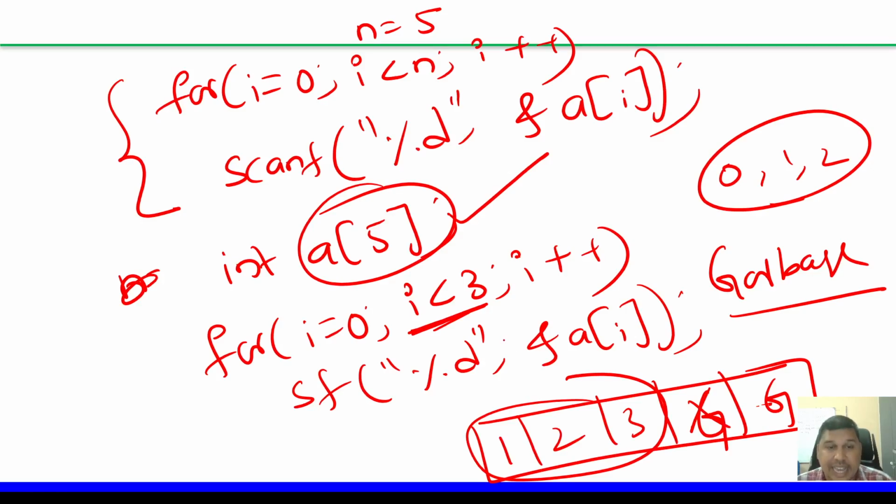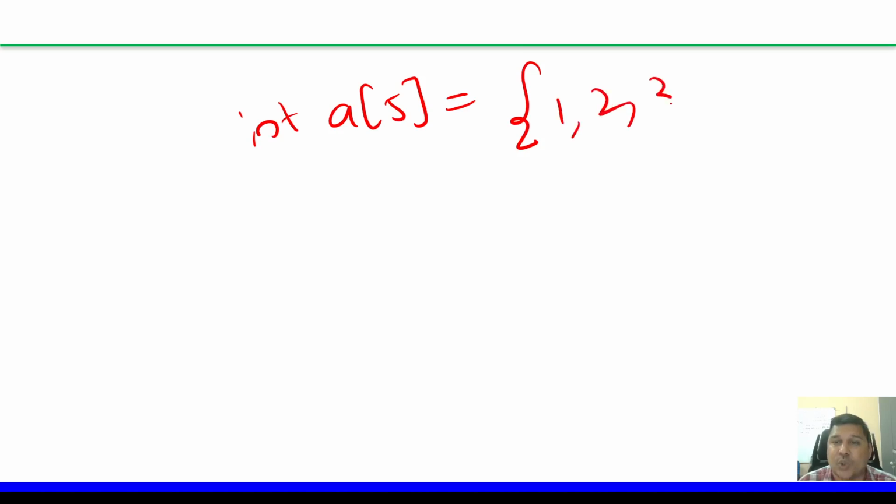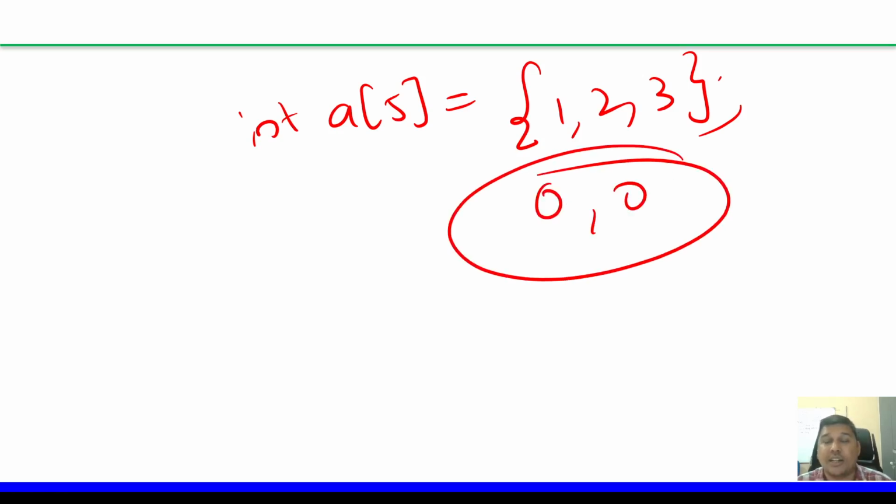But the case is that if you write int a[5] in the program like this with 1, 2, 3, and you are missing the other two values, they will be 0, but not through the for loop.